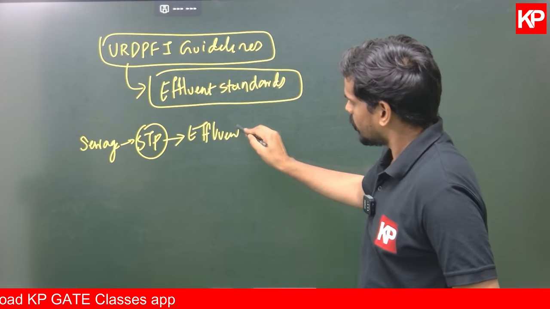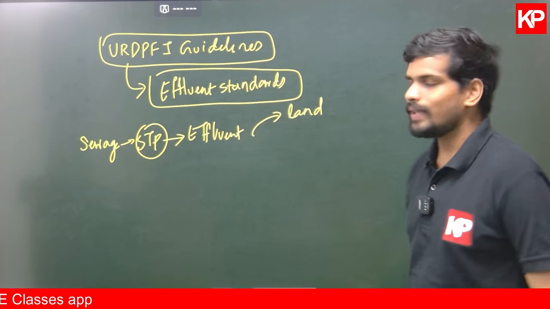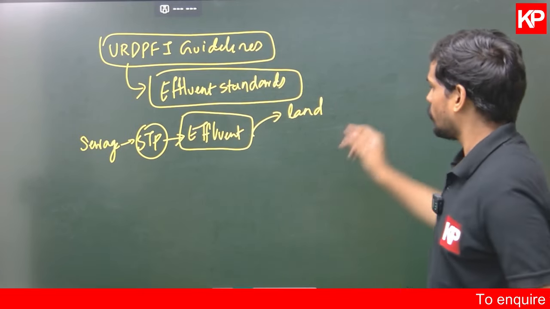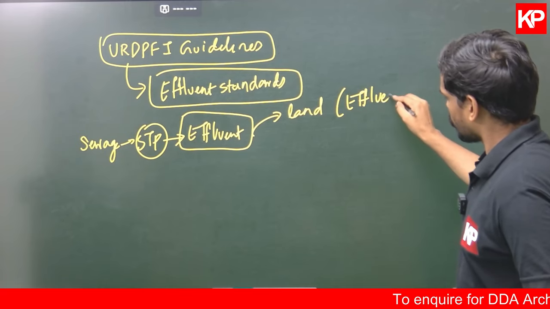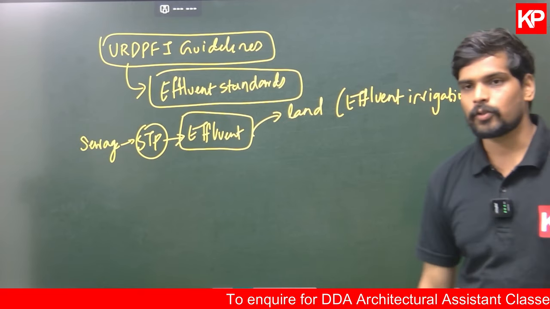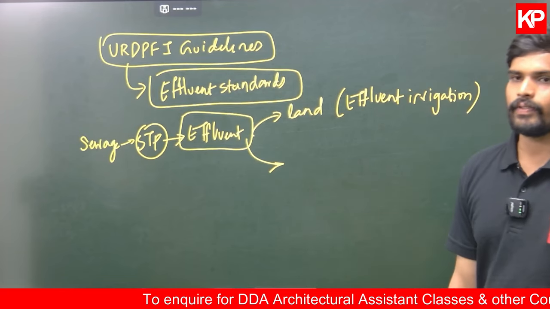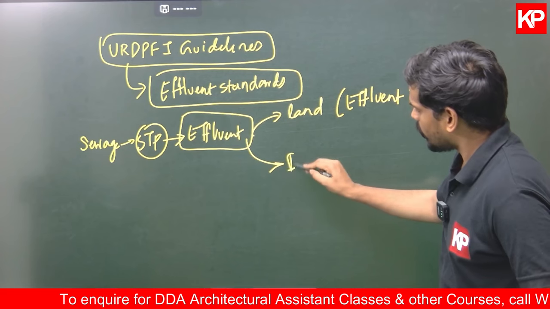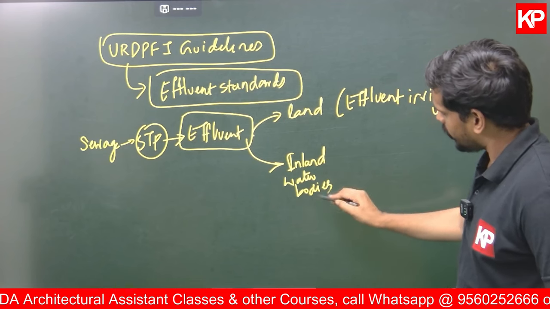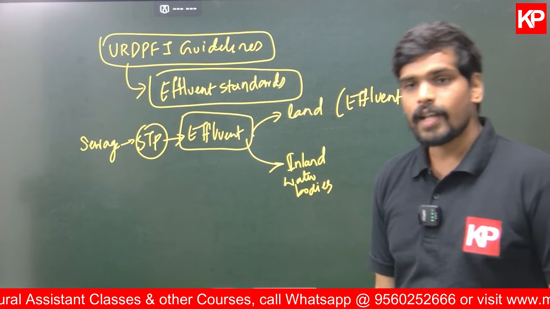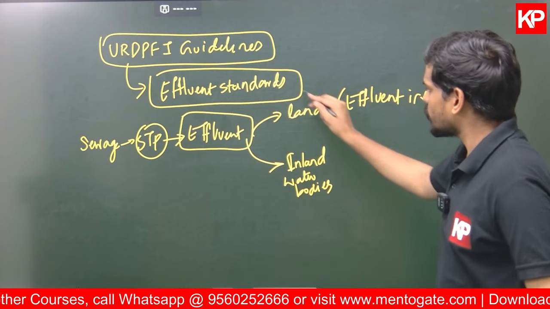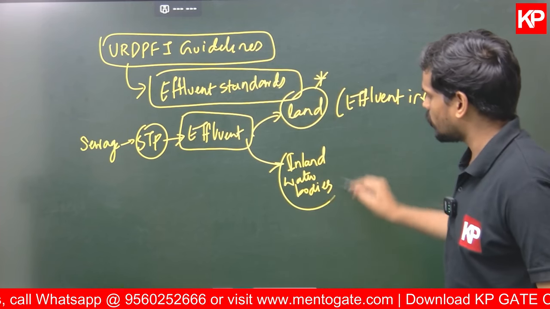Now this effluent can either be discharged into land. There are two ways of disposal generally. The effluent can be discharged into land, which is called effluent irrigation, and this obviously has to be done in controlled levels, or it is let out into inland water bodies. Inland water bodies are generally freshwater lakes and rivers, not marine. For marine bodies, that is seas and oceans, there are different standards. We are just focusing on these two areas.